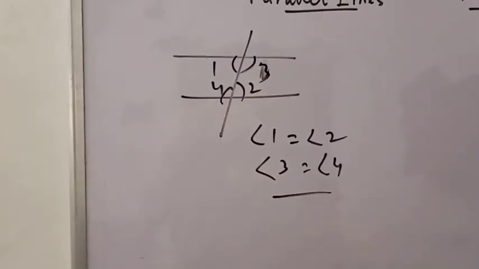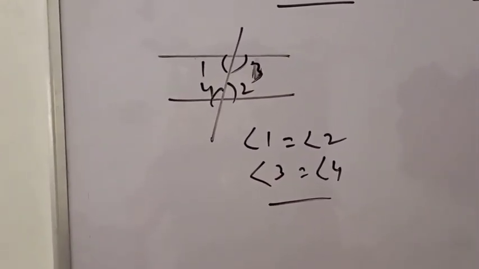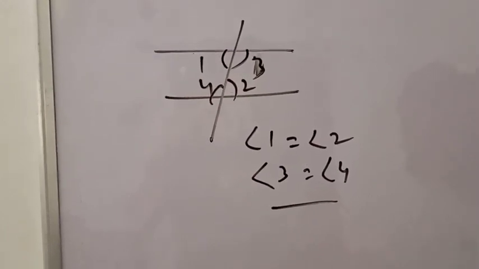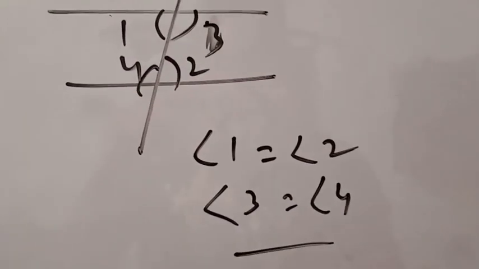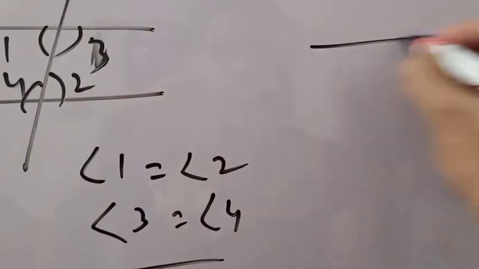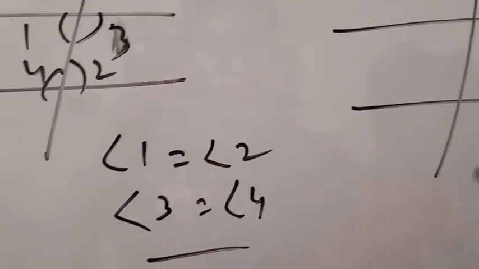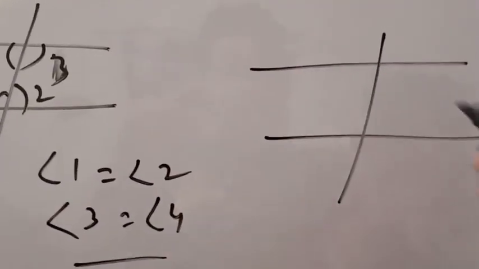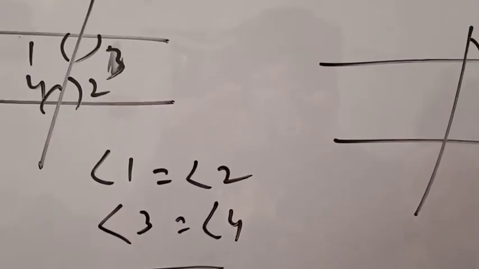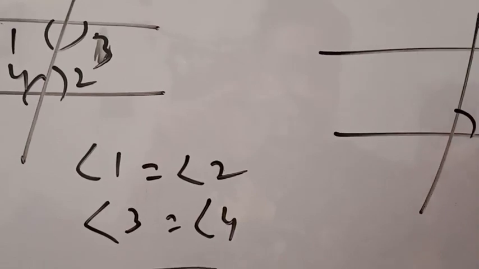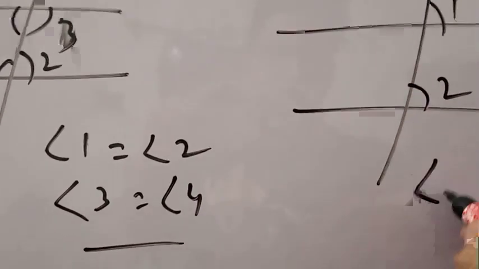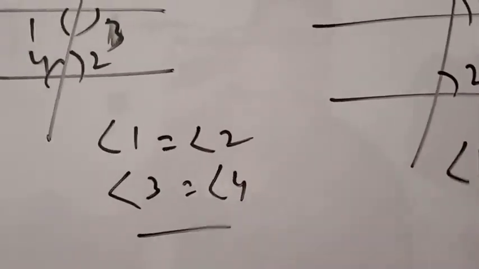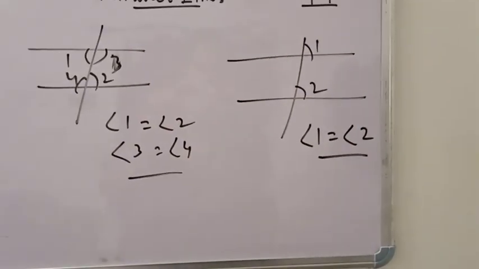Next property: if two parallel lines are intersected by a transversal, then corresponding angles are equal. That means this is the same type of property. So if these two lines are there and one transversal is drawn, then this angle equals this angle. If you want to, you can abbreviate this. We can write 1 equals 2. So 1 equals 2 is a corresponding angle pair here.